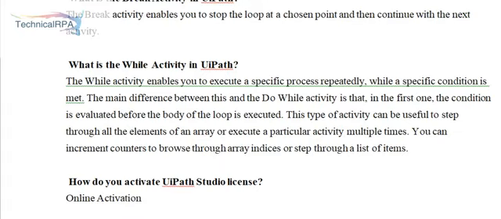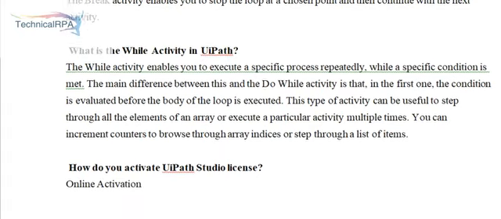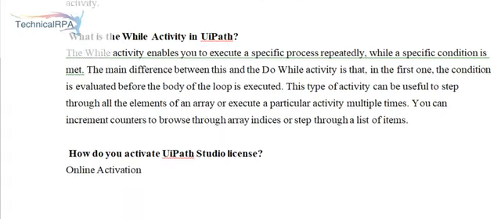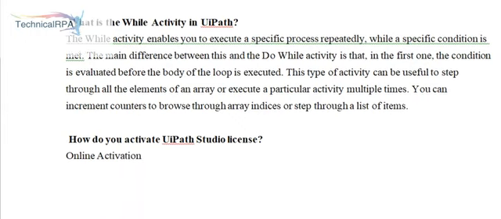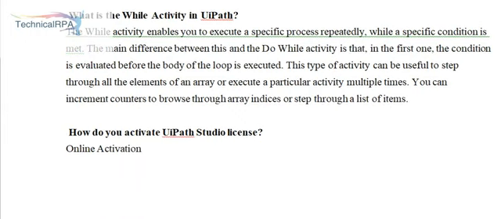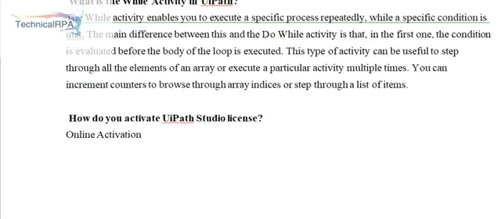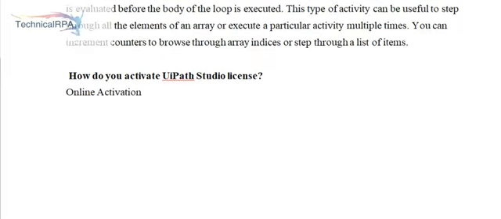What is the while activity in UiPath? The while activity enables you to execute a specific process repeatedly, while a specific condition is met. The main difference between this and the do-while activity is that, in the first one, the condition is evaluated before the body of the loop is executed. This type of activity can be useful to step through all the elements of an array or execute a particular activity multiple times. You can increment counters to browse through array indices or step through a list of items.